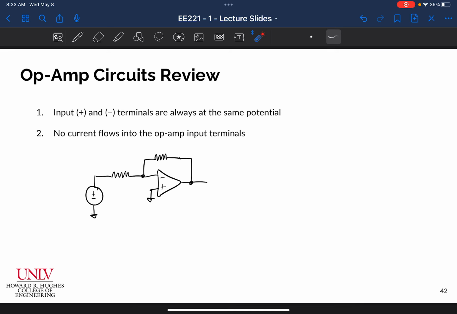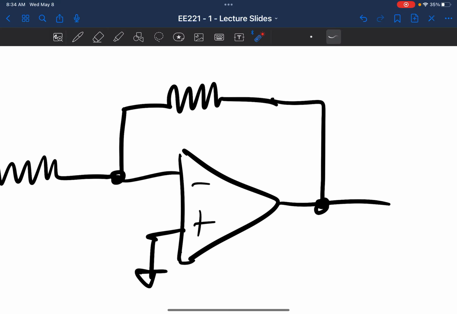The second rule is that no current will flow into the op-amp input terminals. So we have an input terminal here and an input terminal here. We just said the first rule was that those two terminals are always at the same potential. So if the voltage here is 0, then the voltage here has to be 0 as well. The second rule says that no current flows into these terminals. So if I zoom in here, this current I is equal to 0, and this current I is also equal to 0. We could call one of them I minus and the other I plus, but it doesn't matter.